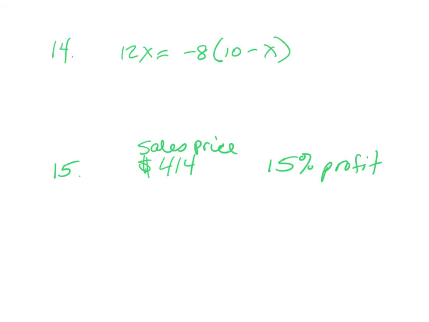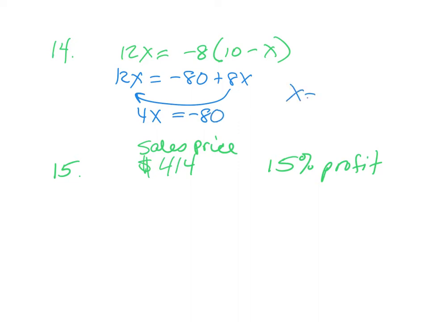Basic math here, you got 12x. Let me change color here. 12x equals negative 80 plus 8x. When I move this over here, I get 4x equals negative 80. Divide by 4, x is negative 20. So that's F. Easy?